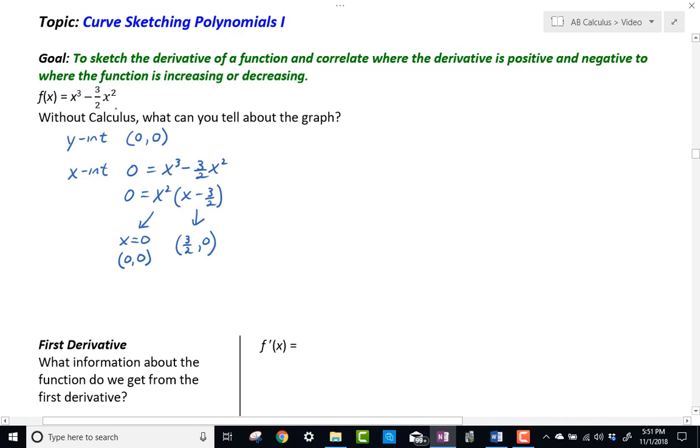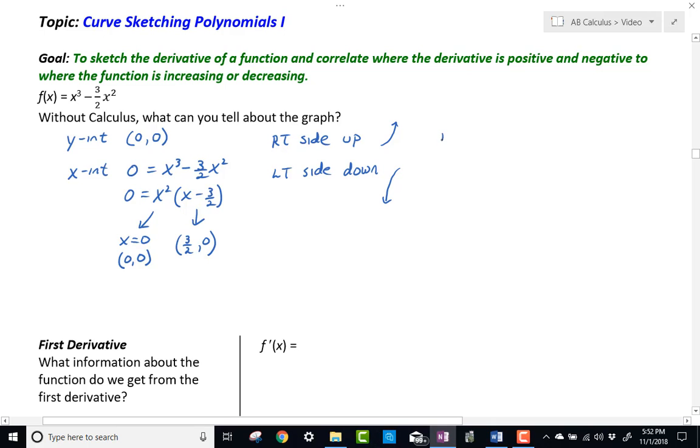Let me see. There's no place that this graph is undefined. This is a polynomial function. So I know the right-hand behavior, the right side, is going to go up. We know that it's going to be doing something like this because the lead coefficient is positive. The left side is going to go down because it's a third degree function, and third degree functions go opposite directions, so the left side is going to do something like that.